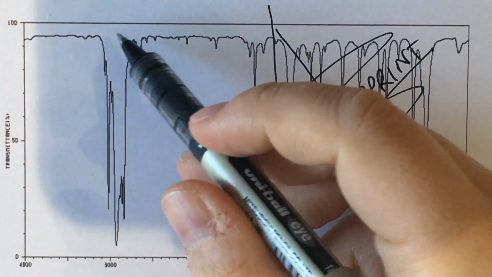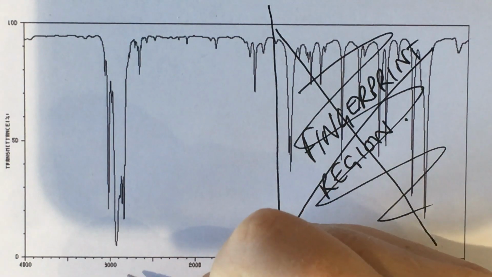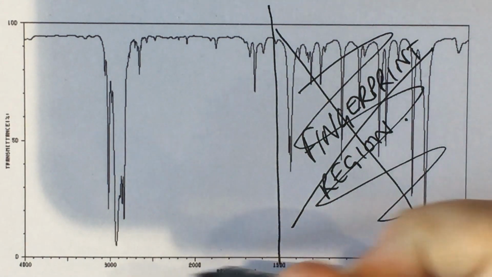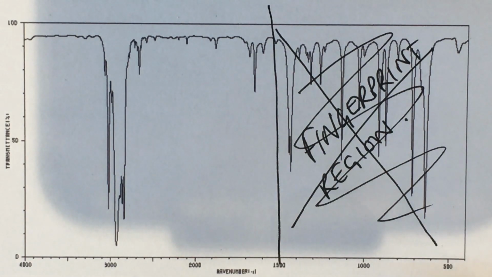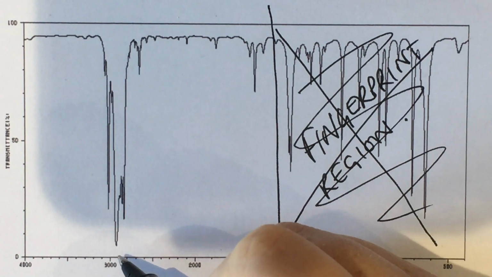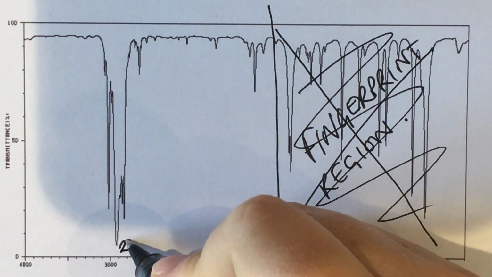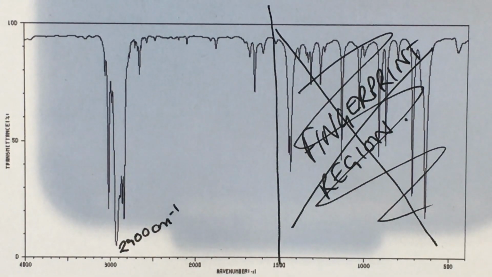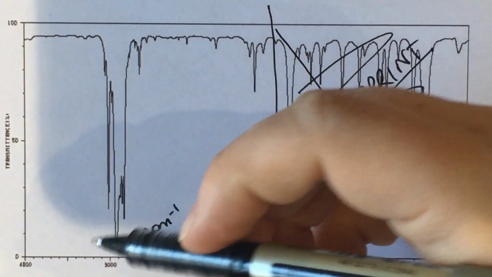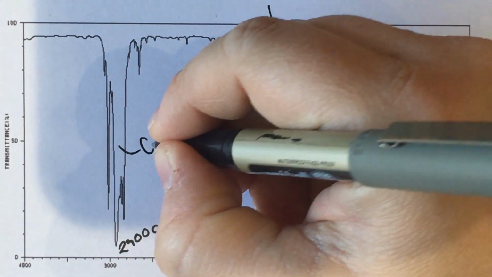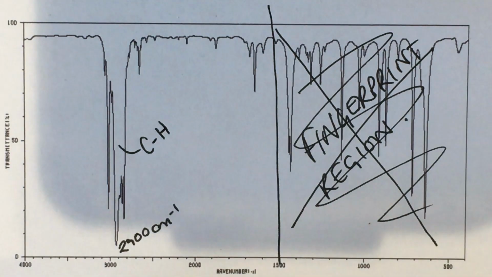So you can see that we've got one major peak here. So it's just below 3000 wave numbers. So remember, the scale's going backwards. So these are low wave numbers up to higher frequencies up here. So we're just below 3000. So that's at about 2900. If you look on your data sheet, you will see that in the region 2850 up to 3100, we would expect to see a peak for CH bonds.